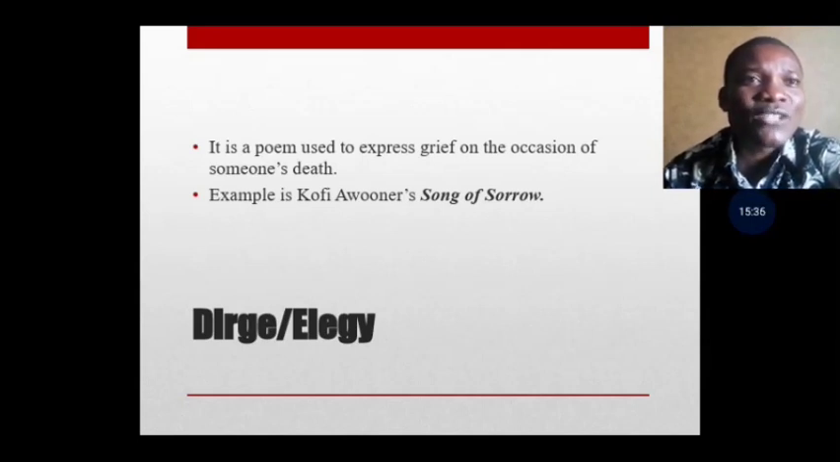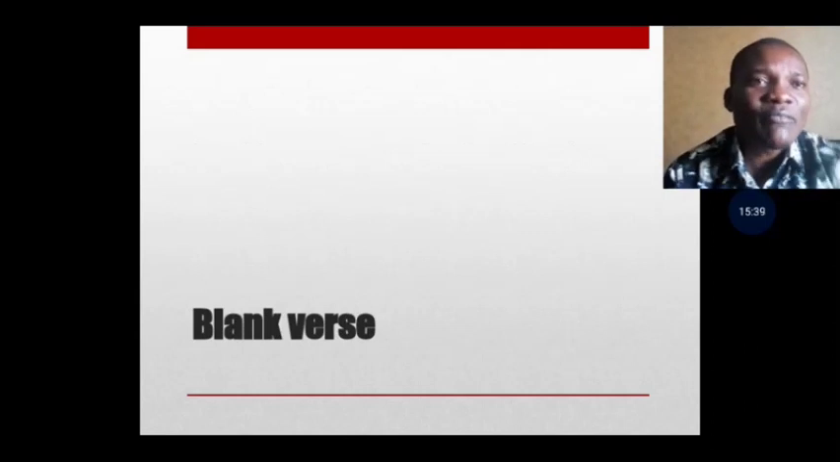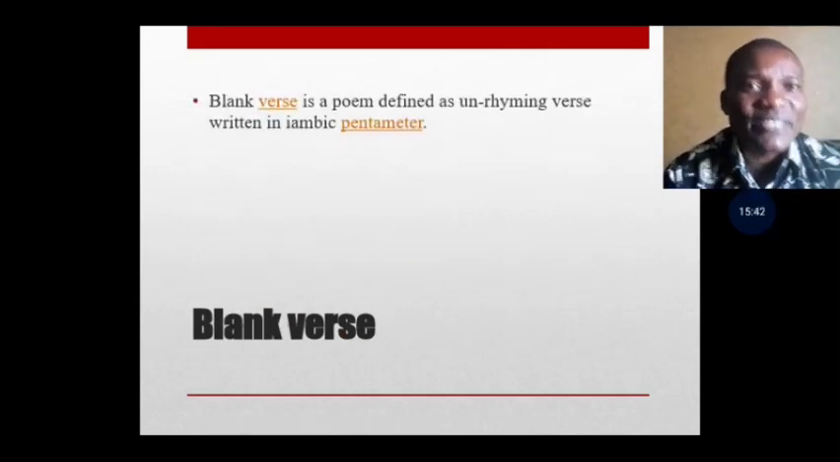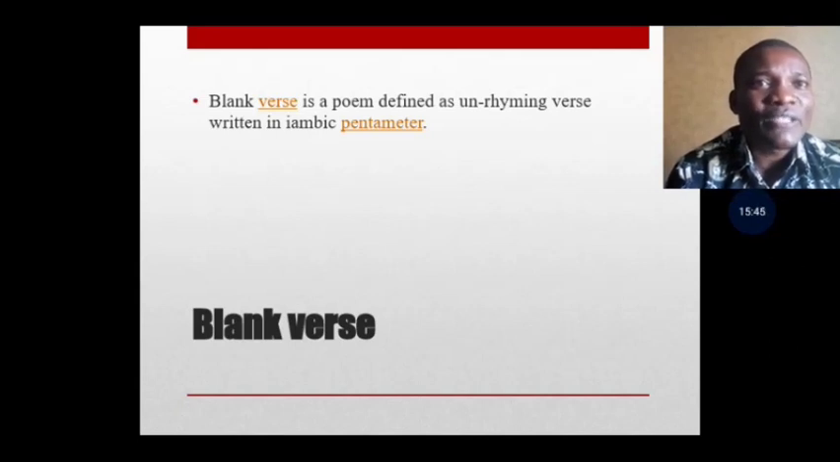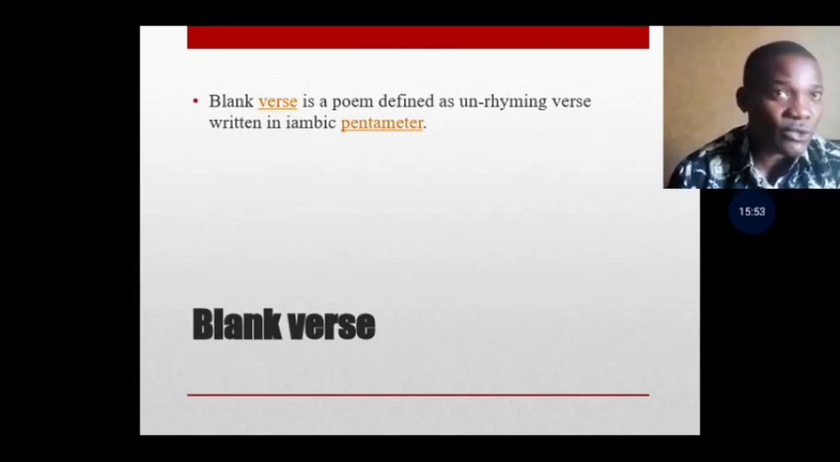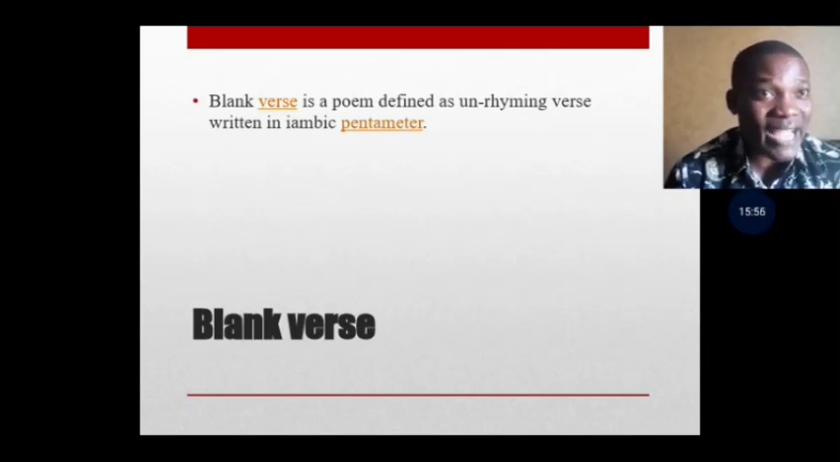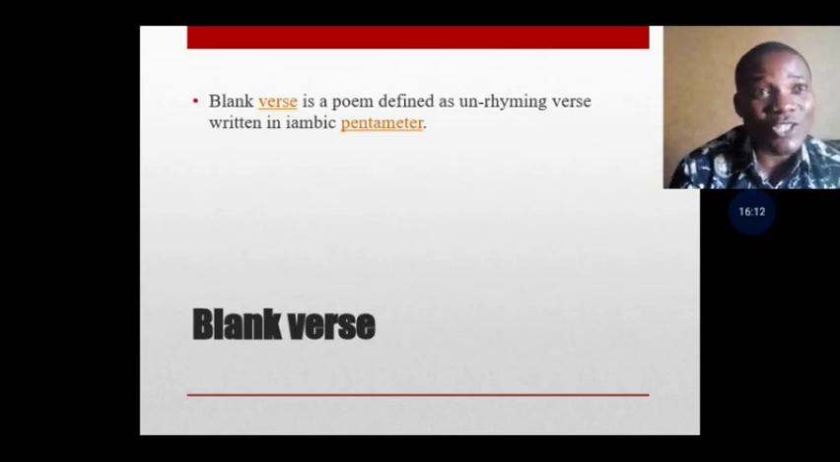What is a blank verse? A blank verse is a poem defined as unrhyming verse written in iambic pentameter. While we were discussing sonnets, we talked about iambic pentameter. Already you know what an iamb is. Iamb is where you have two metrical feet, where the first is unstressed and the second is stressed. Originally, in the English language, they are called syllables. First syllable, not stressed. Second syllable, stressed. So a blank verse is a poem defined as unrhyming verse written in iambic pentameter.